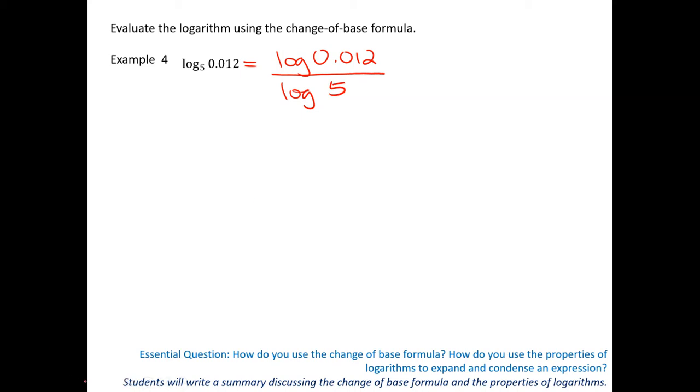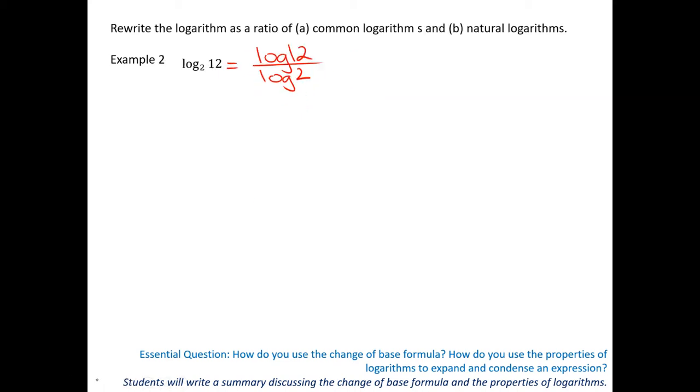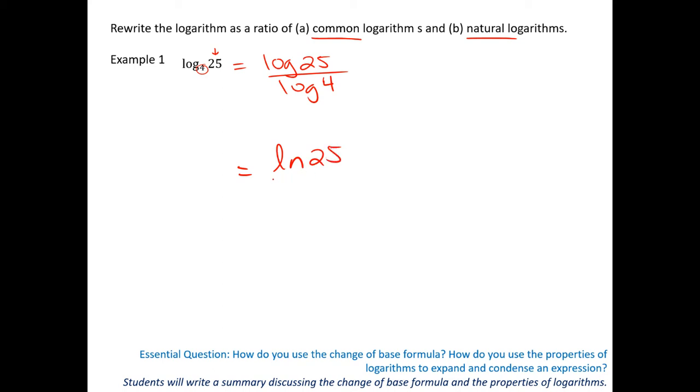One thing I do want to go back really quickly to the first one. It asked us to do it as a common log and a natural log. Most of the time, we're just going to do regular common logs, but you can do the exact same thing. Instead of doing log 25 and log 4, you could have written it as natural log 25 and natural log 4. So it's an either or situation. You can do either one.